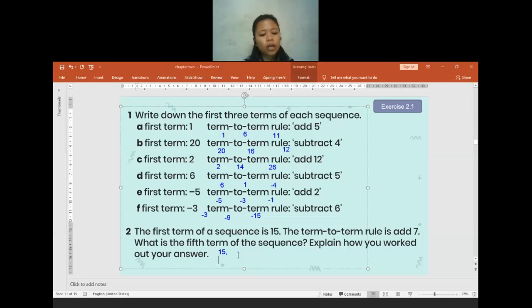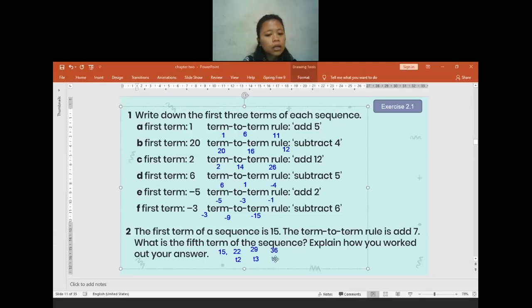I think it will be better if we make a list. Okay, after 15 it will be 22. Anyone confused? 22 will be the second term. And then what number will it be for the third term? 29. Okay, that will be the third term. And then what number will it be after 29? 36. Okay, that will be the fourth term.